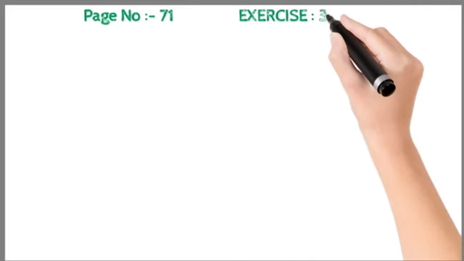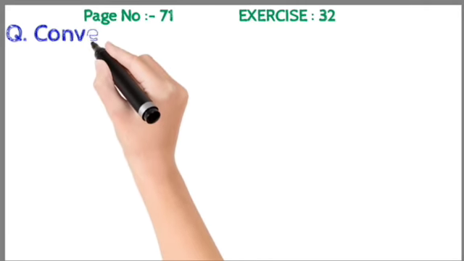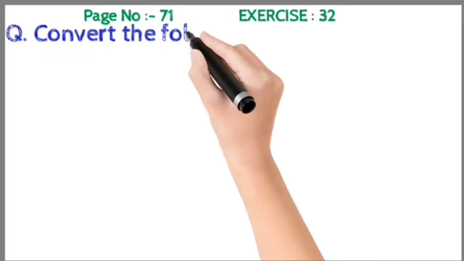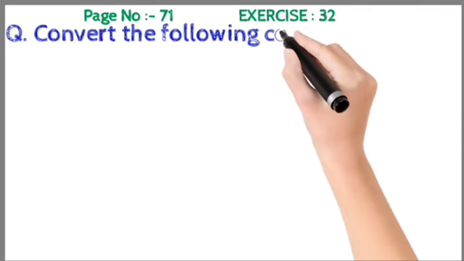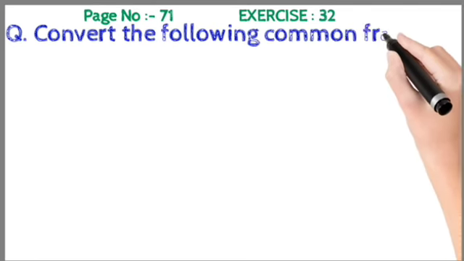The topic for today is converting a common fraction to a decimal. It is on your page number 71, exercise 32, and I am solving question number 2. Some examples. Clear? So just have a look.